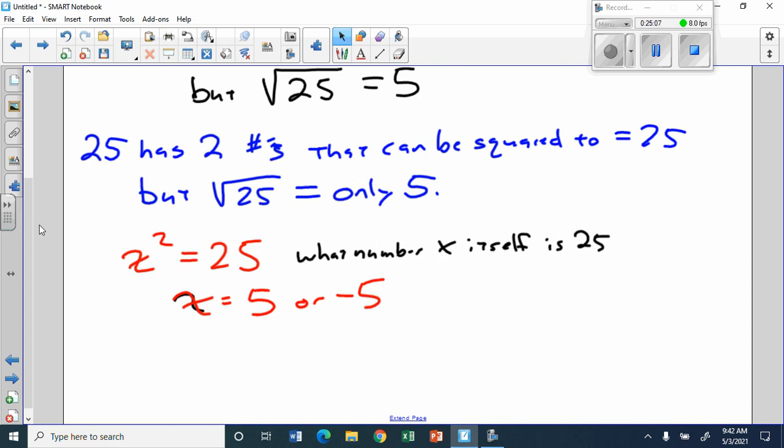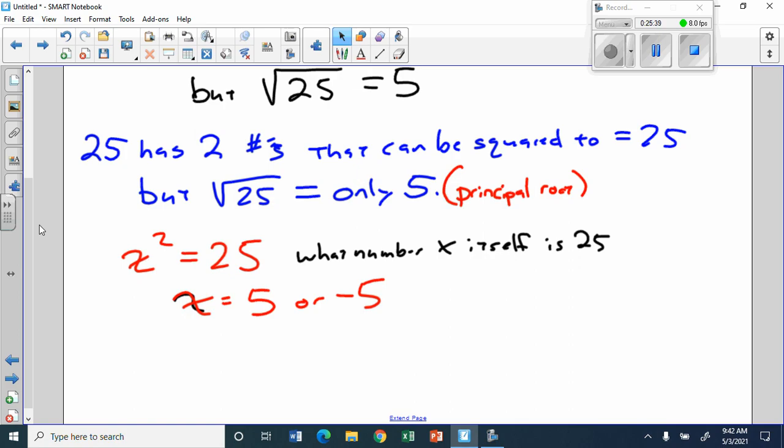The positive square root of a number is sometimes called the principal square root. So the principal square root of 25 is 5. The radical symbol implies the principal square root, so the square root of 25 is 5 only and does not include negative 5. Okay, so you put it behind here. The principal root is what we're looking at.